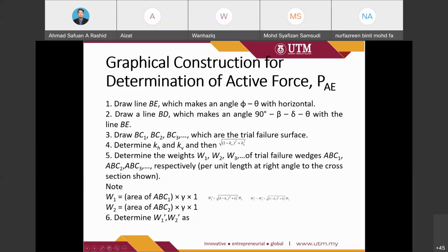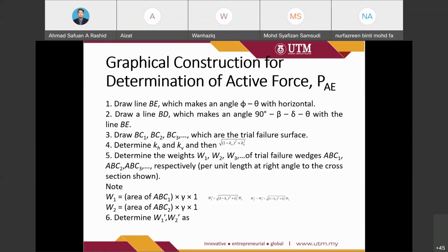So from there, the fourth step is to determine the value of 1 minus KV square, and also get the values of KH and KV, because later on we may use this value to get the WI prime. Then determine the widths W1, W2, and W3 of the trial failure wedges ABC1, ABC2, ABC3 respectively, per unit length at right angle to the cross section shown.